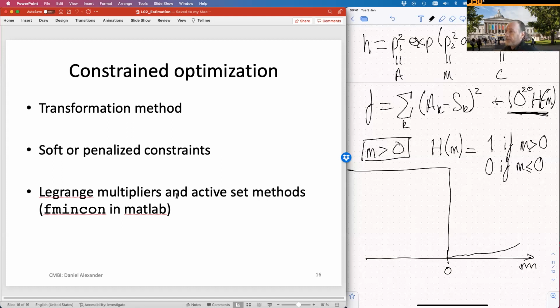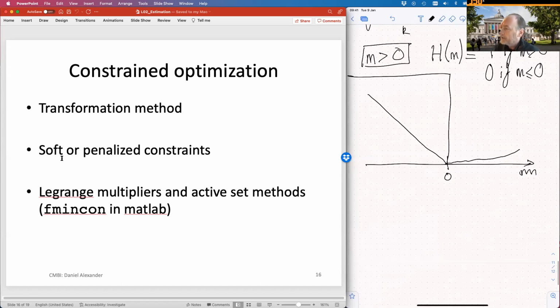So the idea of a soft penalized constraint is that you at least retain some kind of continuity at 0, by perhaps adding a linear term here rather than plus 10 to the 20 times the Heaviside function. You would also multiply it by the absolute value of M, say, and then you get a sort of linearly increasing penalty as you move further into the forbidden zone of M being less than 0. Okay, so that's soft and penalized constraints.